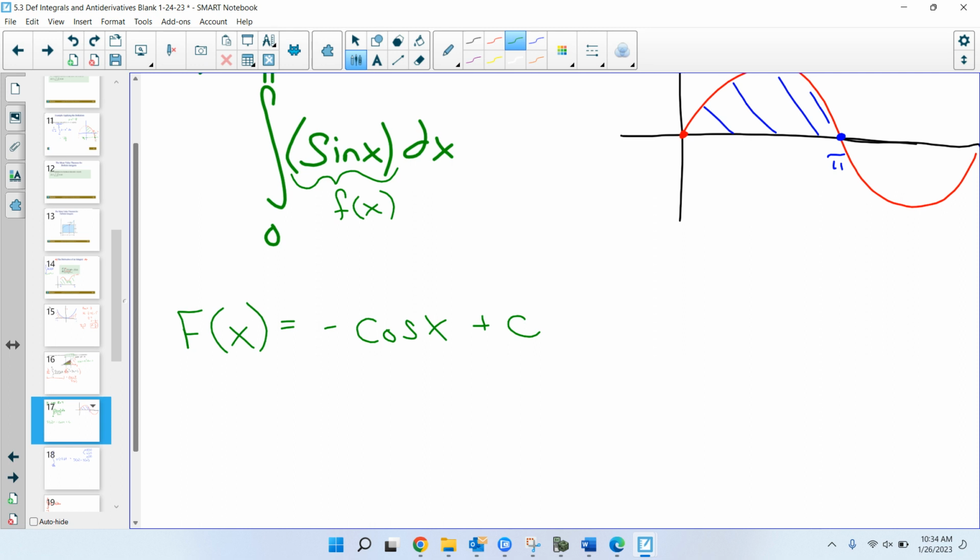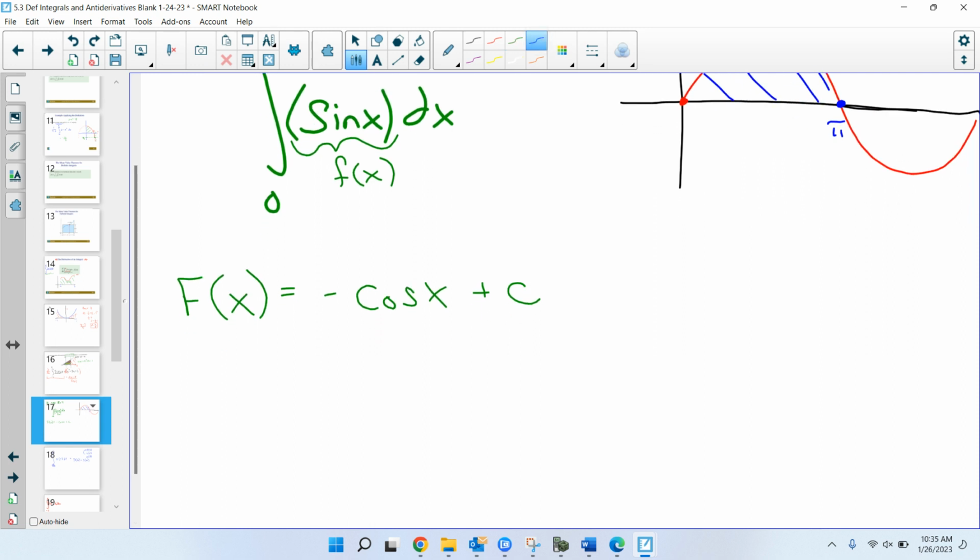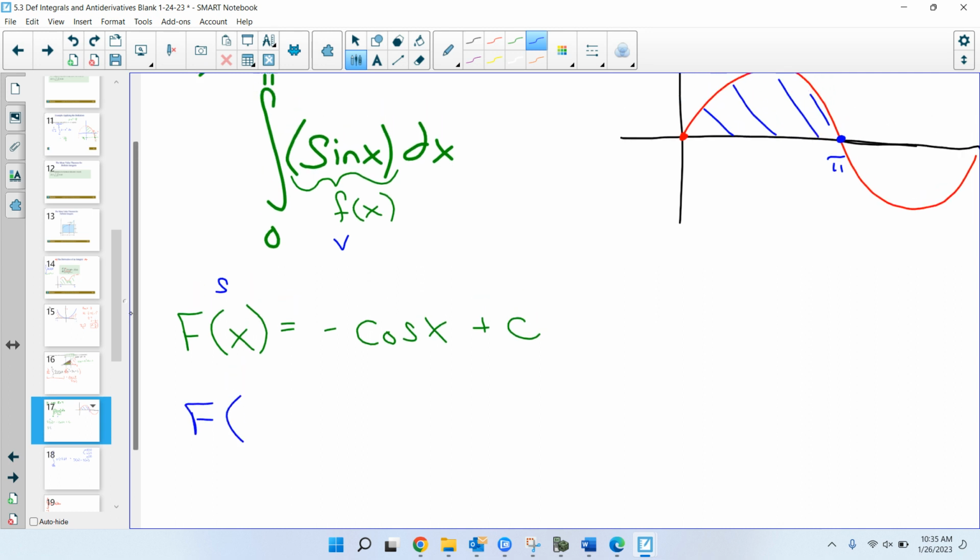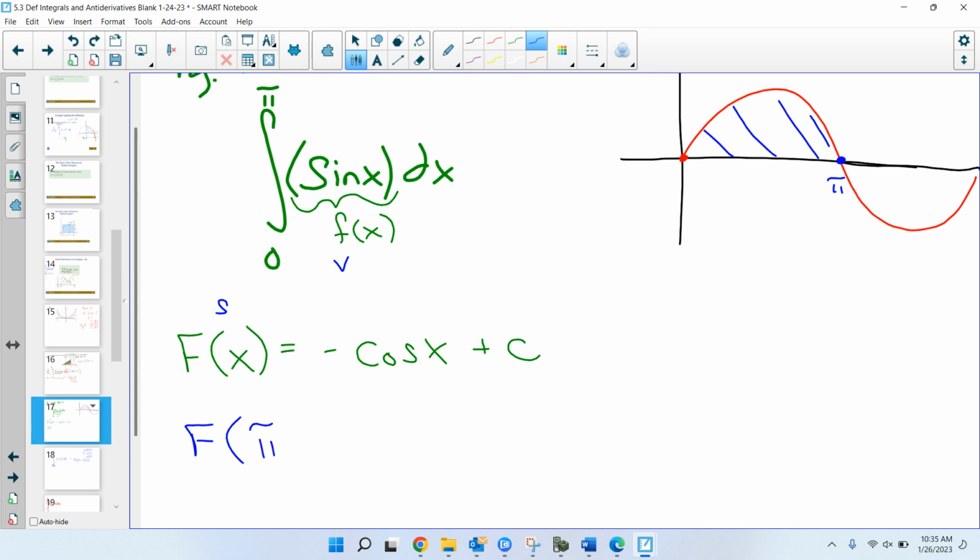Well, if we were to, for a moment, call this velocity and this position, how do I find my displacement again? Position at pi minus position at 0. Do you see where we're going with this? Do you see what I did? If I pretended this was velocity and I found the antiderivative, now we're up to position, yes? If I can find the position at pi minus the position at 0, that would be our displacement.